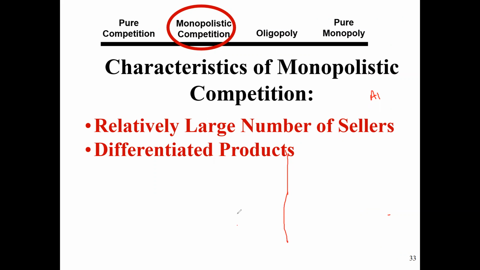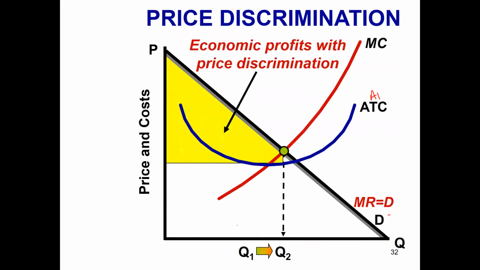Someone's in the chat. John, why isn't it where ATC equals demand? I gotta go back to see what you mean. Are you John, were you talking about price discrimination?